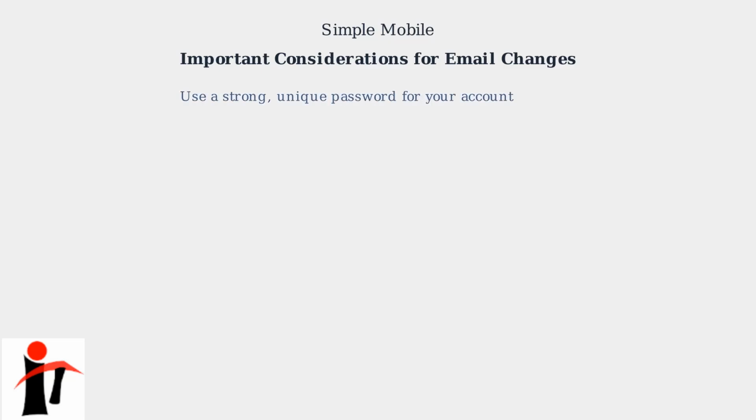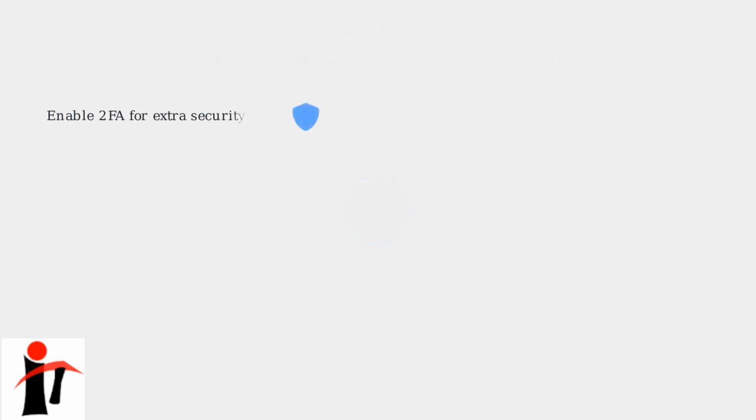Always use a strong, unique password for your Simple Mobile account to protect against unauthorized access. Enable 2FA for an extra layer of security. The email change process is not instant. There's usually a 24-hour pending period to prevent fraud.